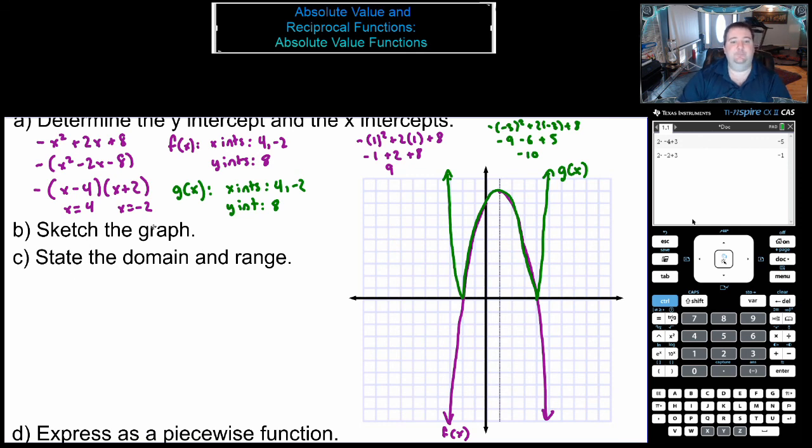Let's state the domain and the range. Now this is going to be interesting. Let's start with our f of x. So our domain is going to be x such that. Well, with normal parabolic functions, it's all real numbers, right? It's always that. It goes from -infinity to +infinity. And x is an element of real numbers.